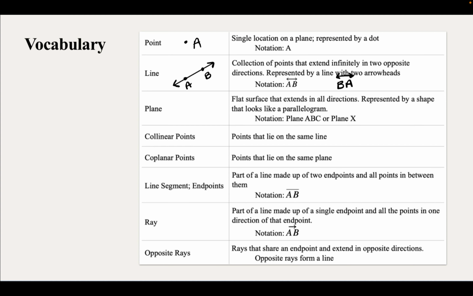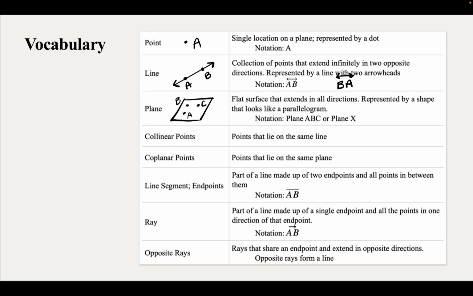A plane is a flat surface that extends in all directions. So your piece of paper could be a part of a plane, or your desk, or your wall. To notate it, we would choose 3 points that are on the plane that are not on the same line. So any 3 points that are on the plane that are not on the same line. So for example, if I had those 3 points A, B, C, I would notate them by literally just writing plane ABC.